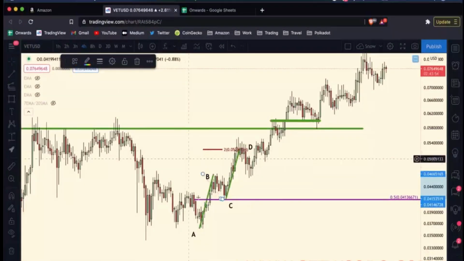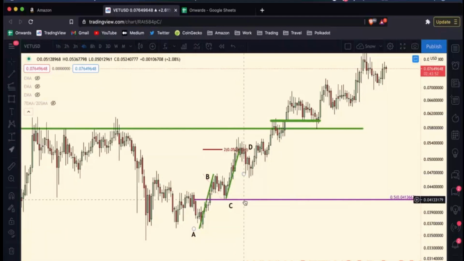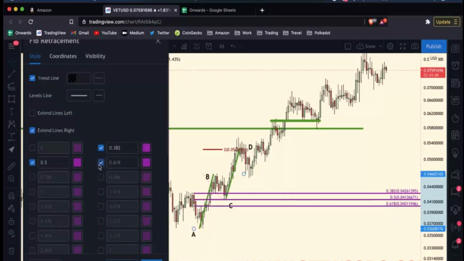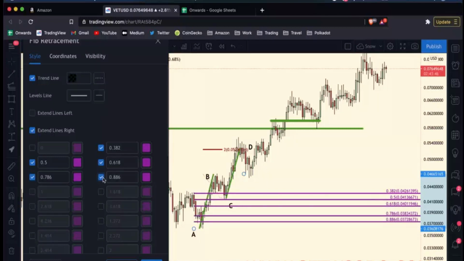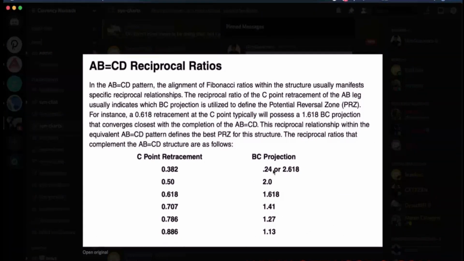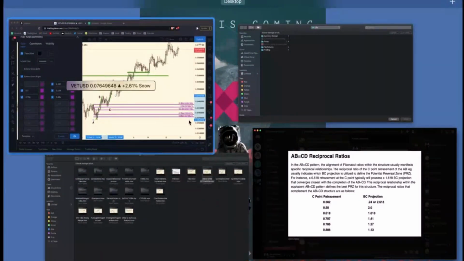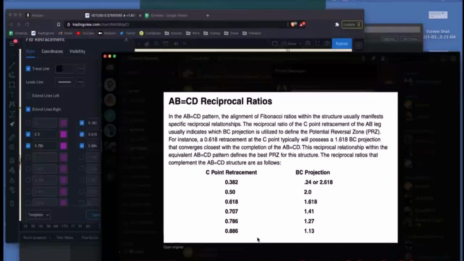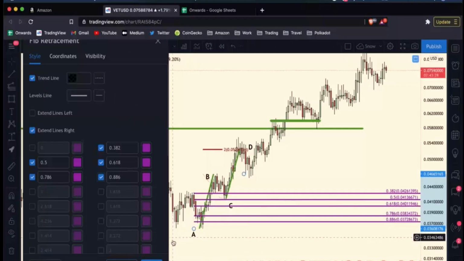And of course, for an ABCD, your C point retracement has to land on any of the Fibonacci numbers, right? So it can be a 382, a 5, a 618, a 786, or an 886. It cannot be past it, and each one of those has a reciprocal ratio for the BC projection. You can see for 886 retracement, the BC projection is only 113, and that makes sense because 86 plus 13 is one full 1. And so if you're starting that deep, that makes sense, right?